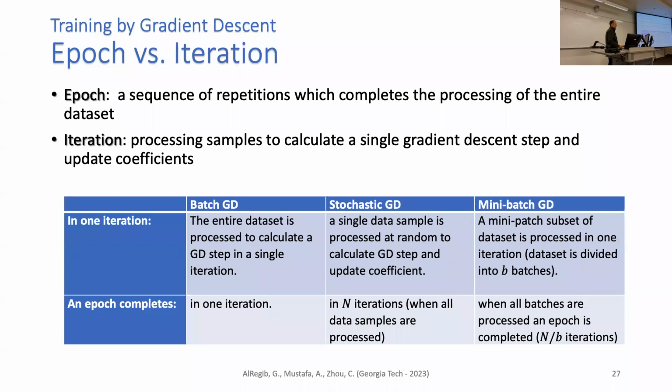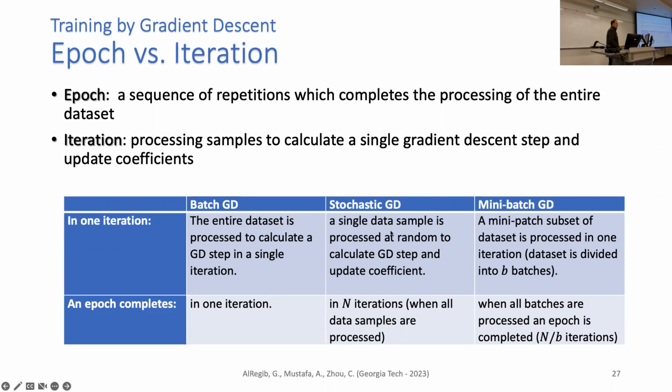So that's each iteration. In batch gradient descent, that means I'm using the entire data set to update my weights at every single iteration. Basically, in one iteration, I'm doing that, and each epoch is really complete in one iteration, right? So one epoch and one iteration are the same in this case.